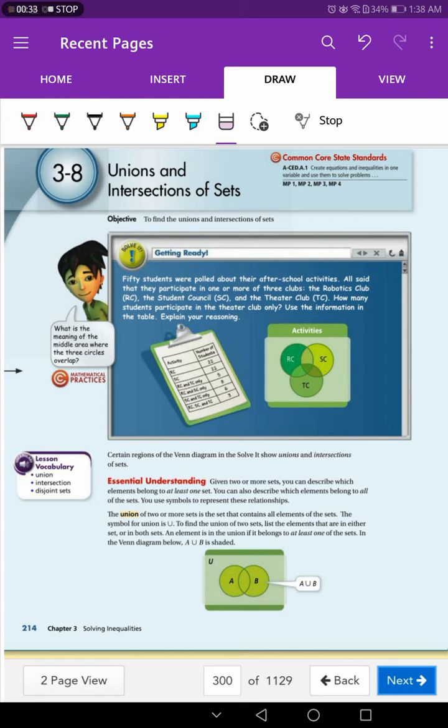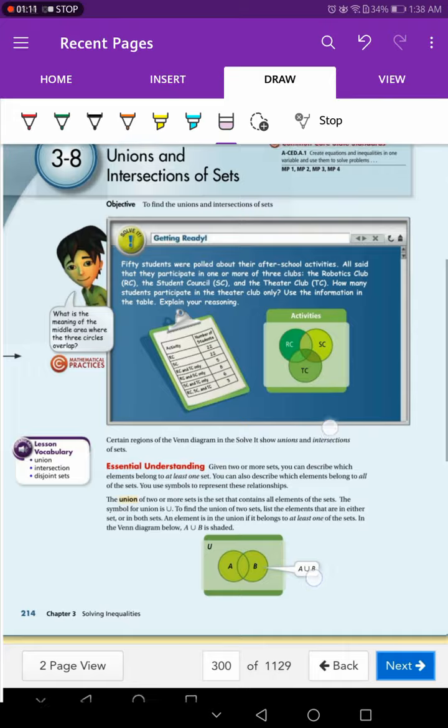The union of two or more sets is the set that contains all elements of the sets. That means you have to put all the elements of the sets together in one set. Intersection means you have to find the similar elements and put them in one set. And disjoint sets means there are no common or similar elements between two sets, my dear students.